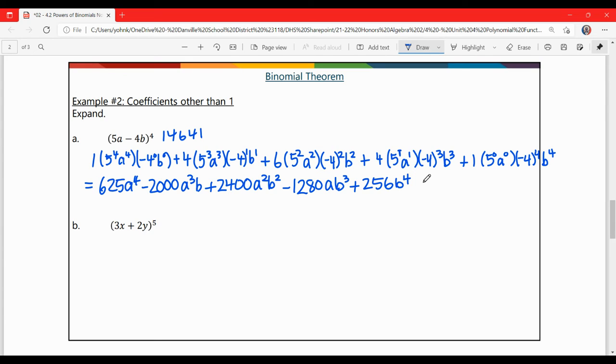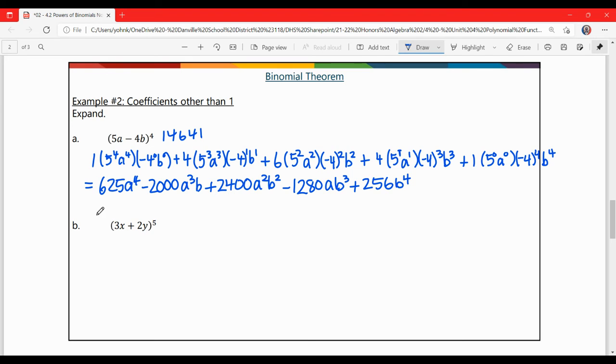So notice all my powers are totaling 4 in each of the monomials, and notice that my signs also fluctuate between positive and negative because it started with a negative in the problem. It starts with a negative as your first sign change, then positive, then negative, then positive. So that should always happen if one is positive and one is negative.